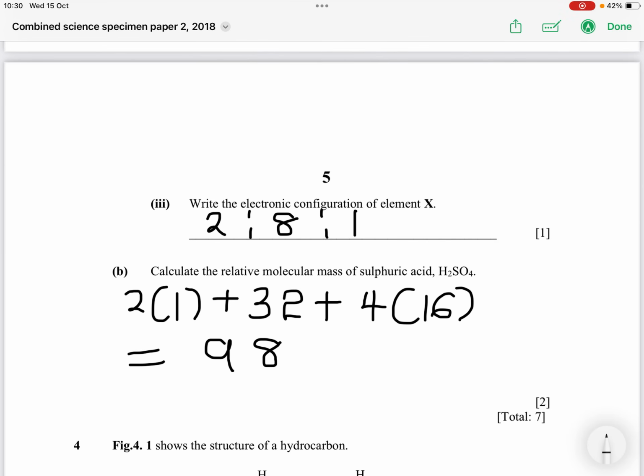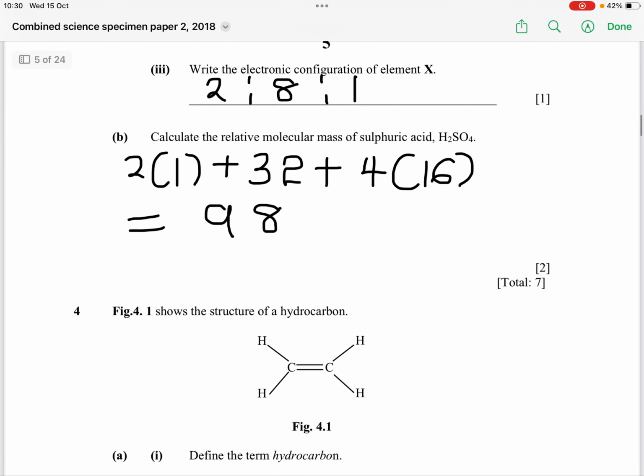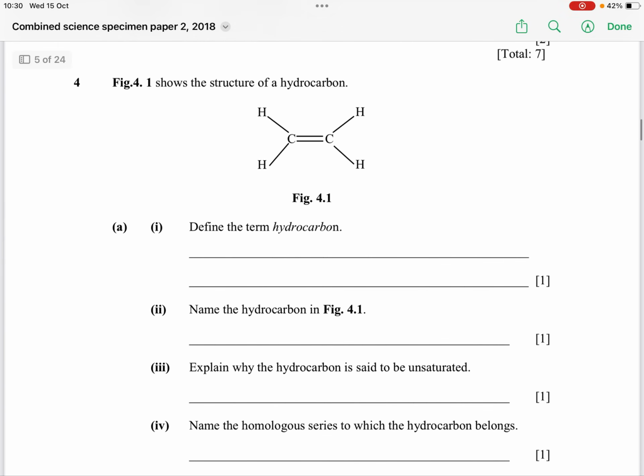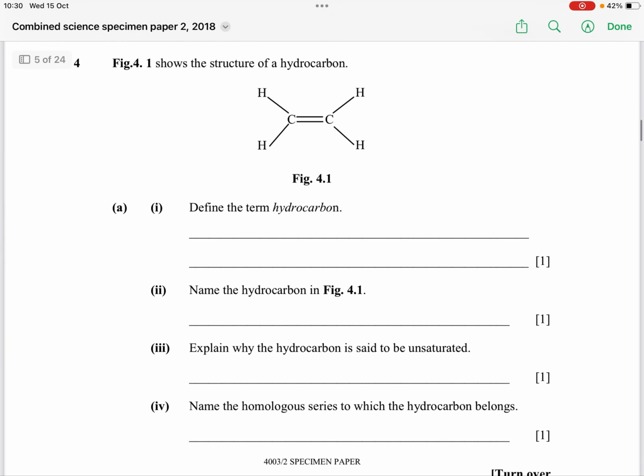Because if we say 4 times 16, we get 64. 64 plus 32, we get 96. 96 plus 2, 98. This is going to be our answer. And now we are proceeding to number 4. Fig 4.1 shows the structure of a hydrocarbon. Define the term hydrocarbon. So a hydrocarbon is an organic compound consisting of hydrogen and carbon only.